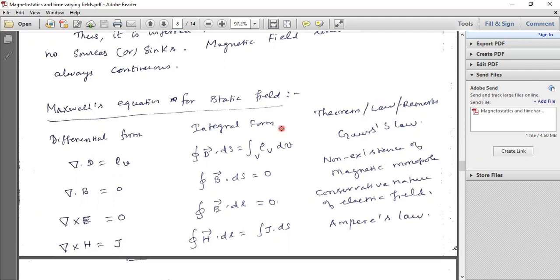The equivalent differential and integral form equations are given here. This is the summary of magnetostatics and electrostatics that we have discussed so far. This is one important table which comprises all the equations discussed so far, which includes all the laws also. We have Gauss law, Ampere's law, conservative fields, and non-existence of magnetic monopoles. All these concepts are summarized in mathematical form in this table.